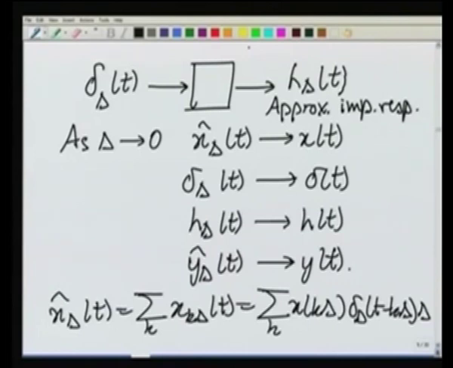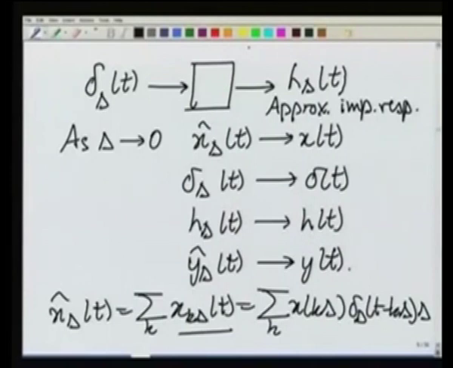Okay. Now, let us see what happens as delta tends to 0. x_kΔ(t) that we have over here will become a narrower and narrower function of time, assuming the constant value x(kΔ) within its support, 0 outside.